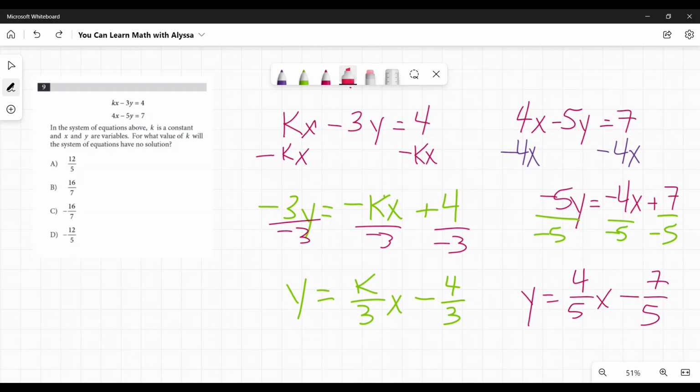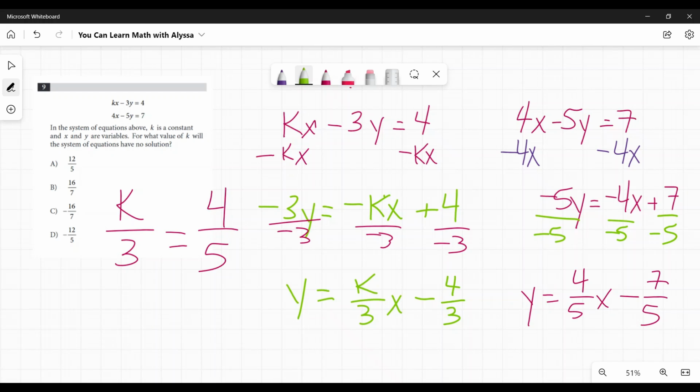Parallel lines have the same slope. So this is what this problem is really testing. They're testing you to know that a system of equations with an x and a y represents lines. For them to have no solution, the lines cannot cross. They must be parallel, and parallel lines have the same slope. So I need to set these two slopes equal to each other and then solve for k. So k over 3 is equal to 4 over 5.